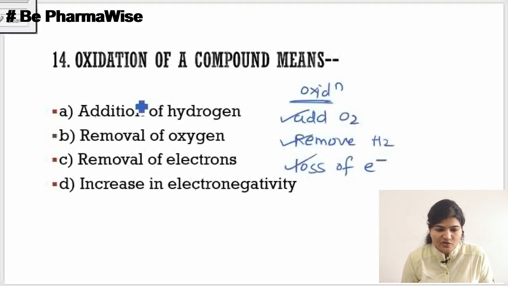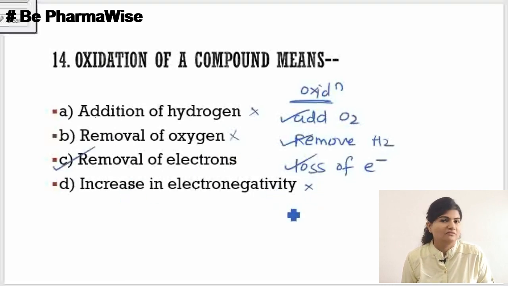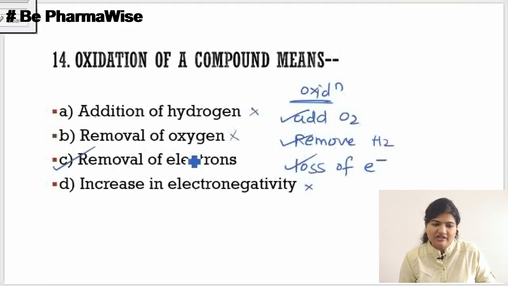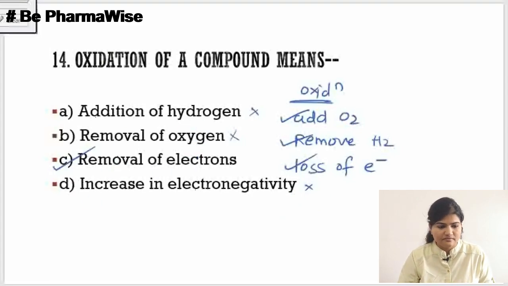Now find from the options. Addition of hydrogen, no. Removal of oxygen, no. Removal of electrons, loss of electrons, yes. And increase in electronegativity, no. So the answer will be removal of electrons.